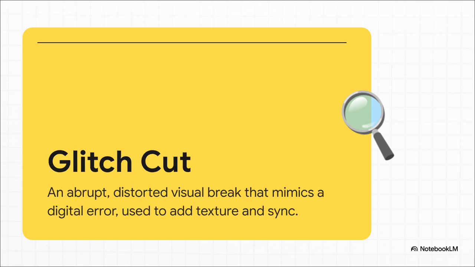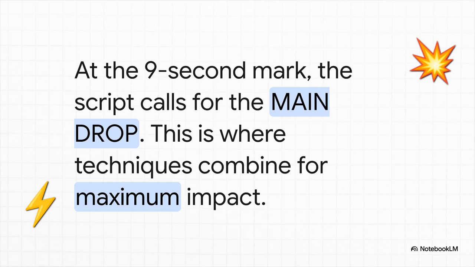And then you've got the glitch cut. This is that effect that looks kind of like a digital error, like the file is corrupted for a split second. It's used to punctuate the action, to give the video this really modern digital texture. It's perfect for syncing up with those super sharp, fast audio cues, like a snare hit or a quick synth sound. Okay, so now we know the grammar.